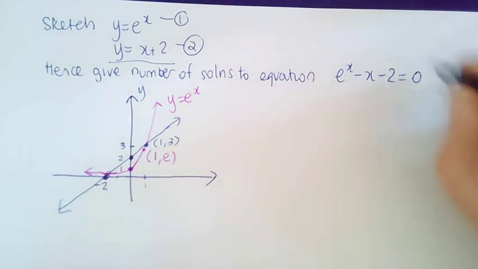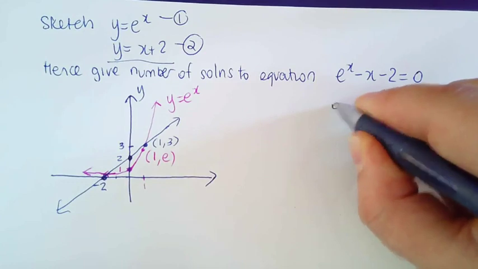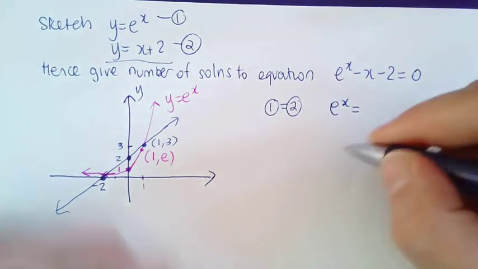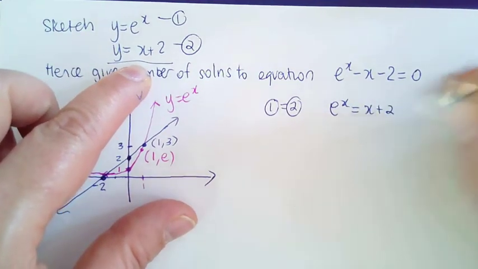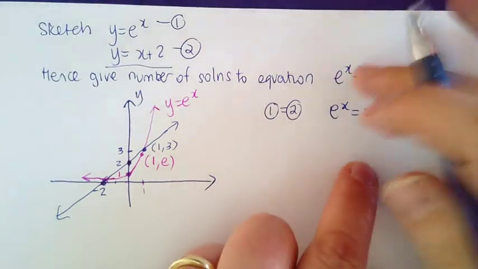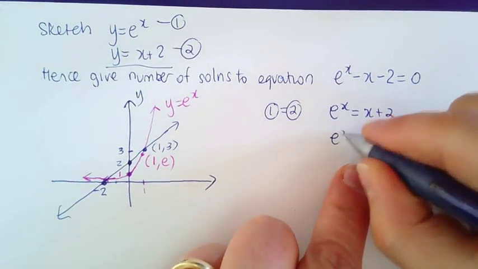How do you think they're getting that? So if I put equation 1 into equation 2, I get e to the x is x plus 2. How are they getting that? All they're doing is, what are they doing? How do I get that? Take it all over to the one side.